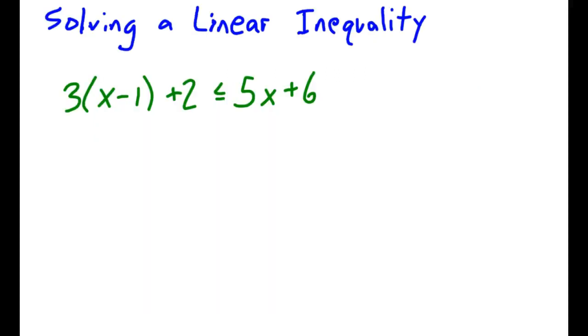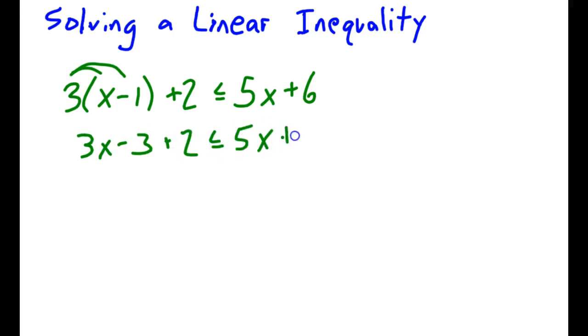Now we're going to go through our first example of solving a linear inequality. We have 3 times the quantity x minus 1 plus 2 less than or equal to 5x plus 6. First thing, we need to get rid of these parentheses by distributing. Gives us 3x minus 3 plus 2 less than or equal to 5x plus 6. Combining like terms on the left side of the inequality, we have 3x. Negative 3 plus 2 is negative 1, less than or equal to 5x plus 6.